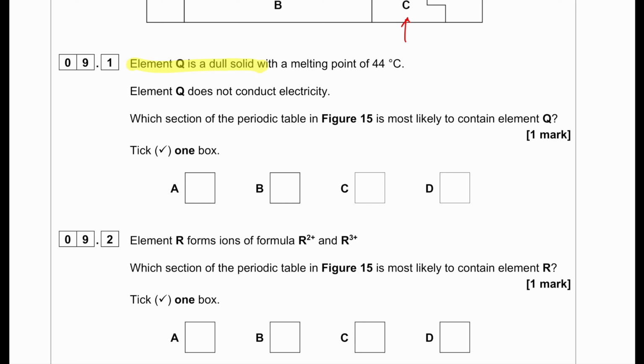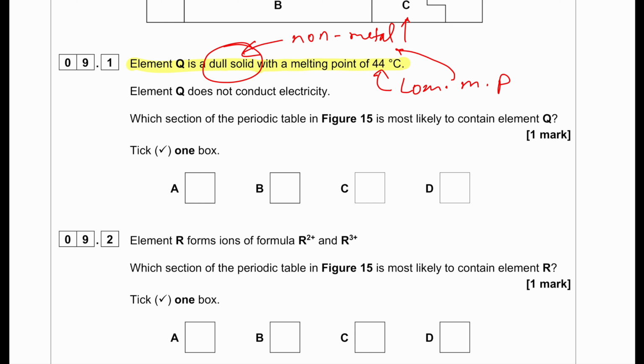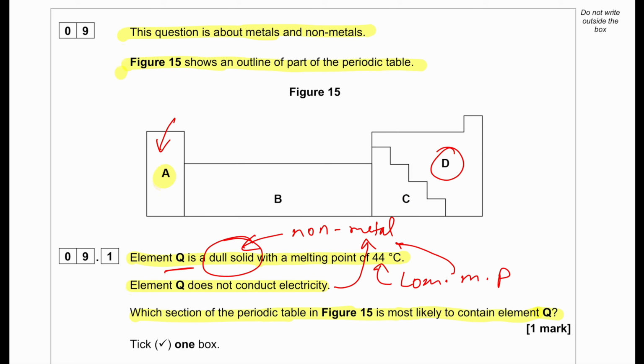Element Q is a dull solid with a melting point of 44. A dull solid is an indication of a nonmetal. And a melting point of 44, a low melting point, is also an indication of a nonmetal. So very likely Q will belong in block D. Element Q does not conduct electricity, also an indication of a nonmetal. Nonmetals do not conduct electricity. Which section of the periodic table in figure 15 is most likely to contain element Q? So we are going to get element Q most likely in D.